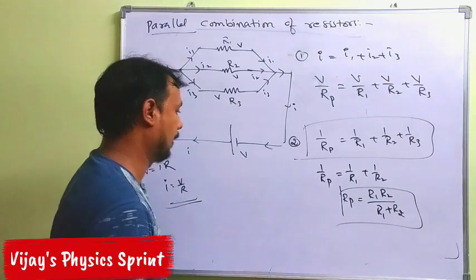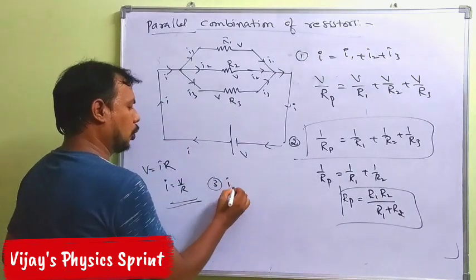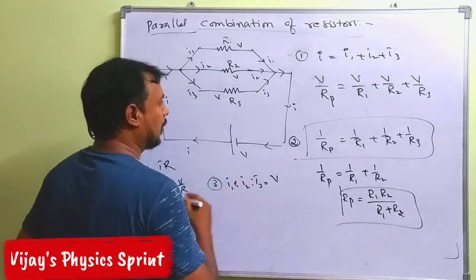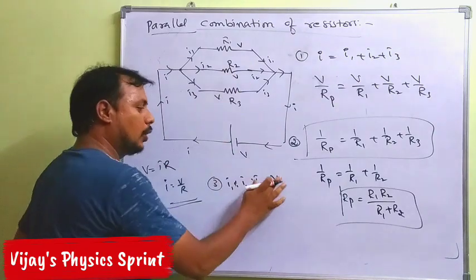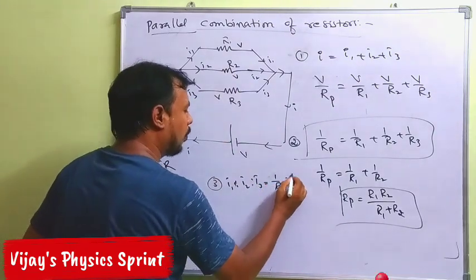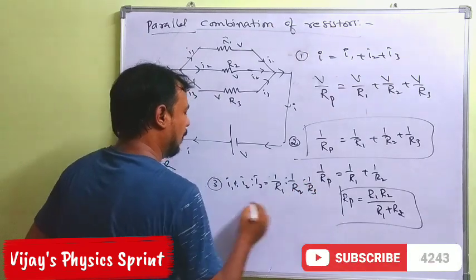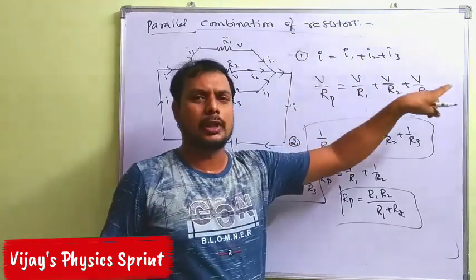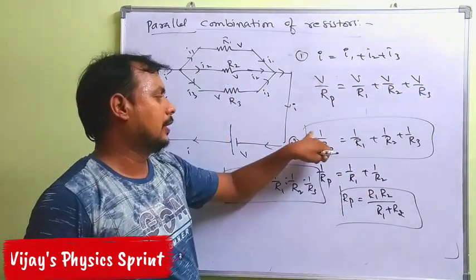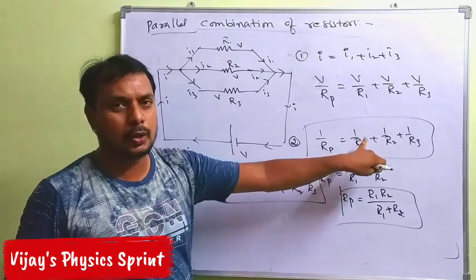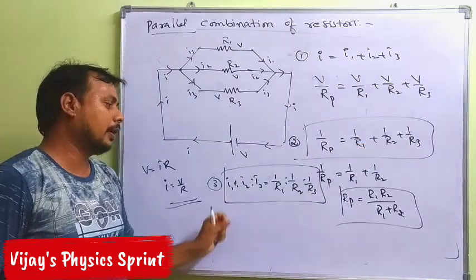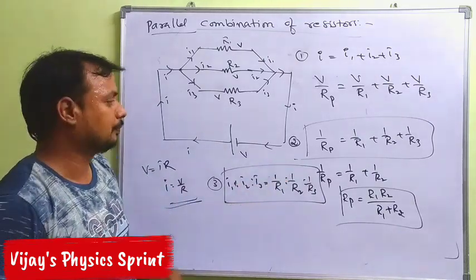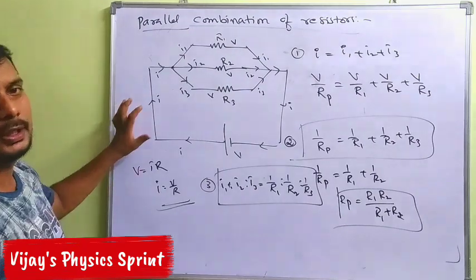This is the second point. Now, the current ratio I1 : I2 : I3 equals, since potential is constant and cancels out, the remaining 1 by R1 : 1 by R2 : 1 by R3. This is the third point. Total current equals the sum of individual currents, the effective resistance is 1 by Rp equals the sum of reciprocals, and the ratio of the currents I1, I2 and I3 equals 1 by R1 is to 1 by R2 is to 1 by R3. Okay. So this is parallel combination.